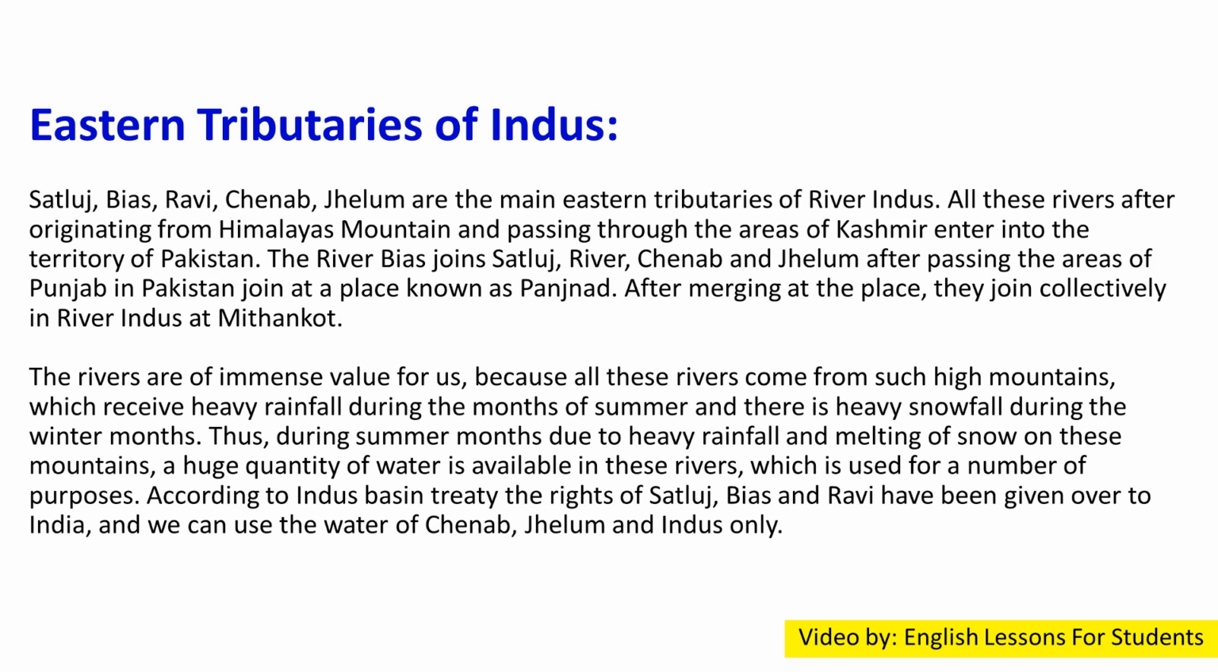The rivers are of immense value for us because all these rivers come from such high mountains which receive heavy rainfall during the months of summer, and there is heavy snowfall during the winter months. Thus, during summer months, due to heavy rainfall and melting of snow on these mountains, a huge quantity of water is available in these rivers, which is used for a number of purposes. According to Indus Basin Treaty, the rights of Satluj, Beas, and Ravi have been given over to India, and we can use the water of Chenab, Jhelum, and Indus only.